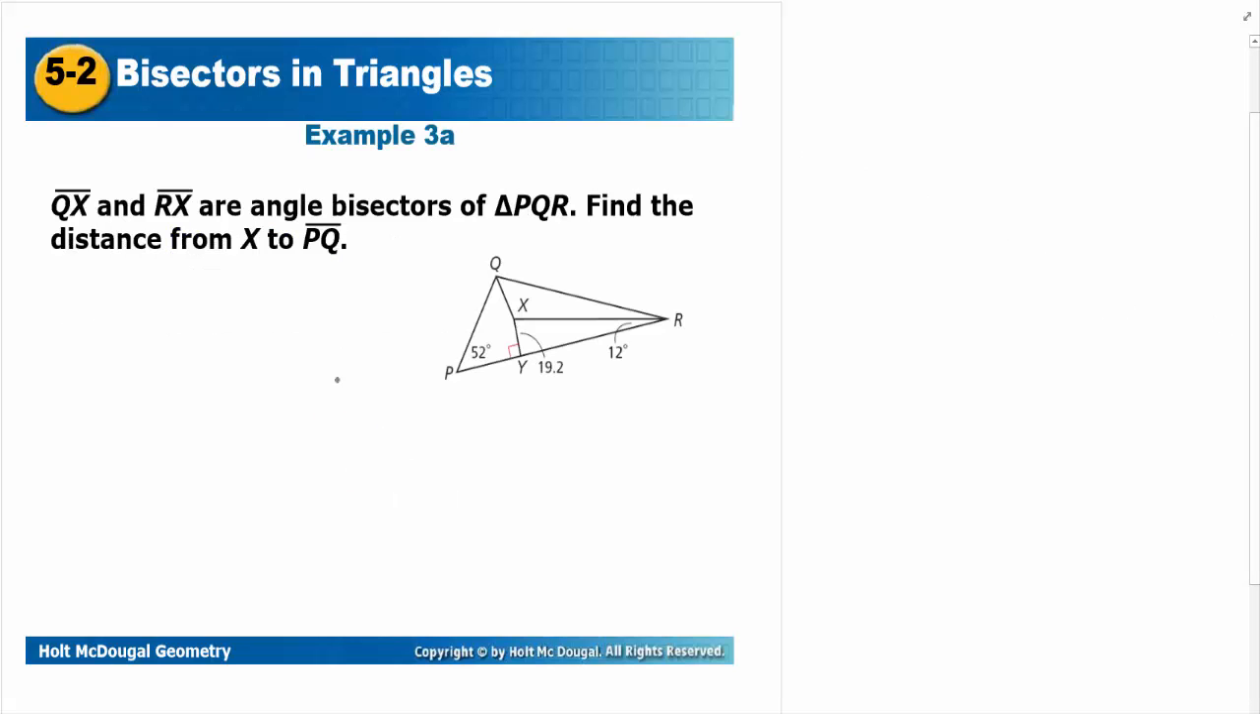Alright, so on these, again, just real quick questions, understanding the applications of these. QX and RX, in this case, are angle bisectors. They don't have the angle bisector labeled there, but you know it's there. Here, we know that's congruent. Find the distance from X to PQ. So X to PQ. I want this distance right here. Well, because they gave me this is 19.2, remember these are equal, right?